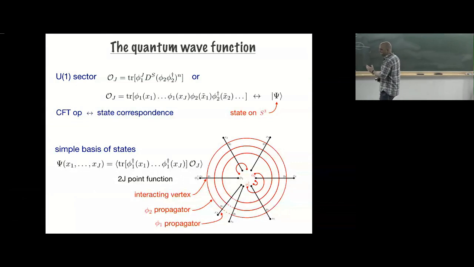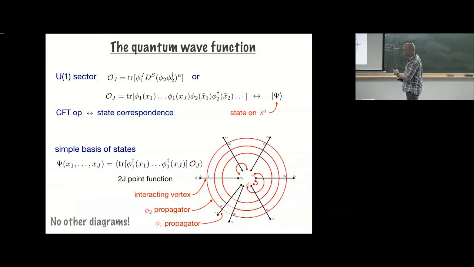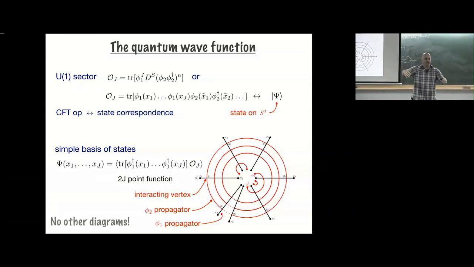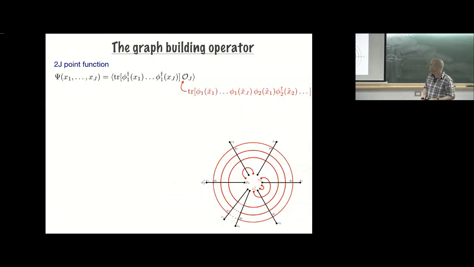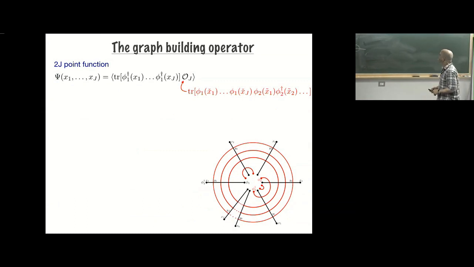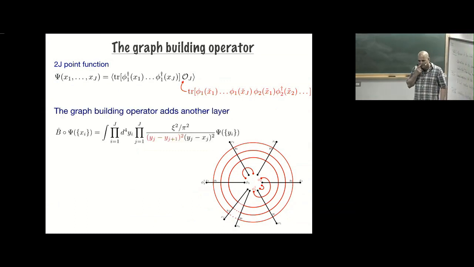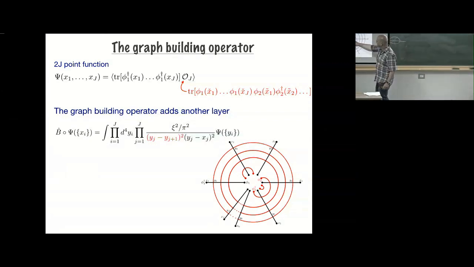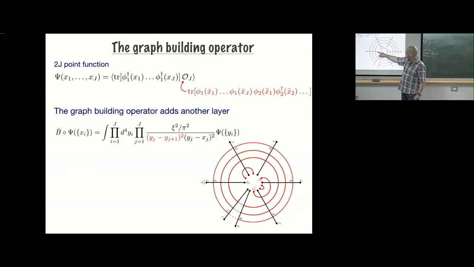What is nice about it is now I want to talk about what is called a graph building operator. A graph building operator is an operator that takes this wave function, this graph, and adds to it another layer of phi 2. Here, this is phi 1, and this is a propagator. So let's start at the tree level. The tree level is just a free propagator between these two points. And then it gets loop corrected.